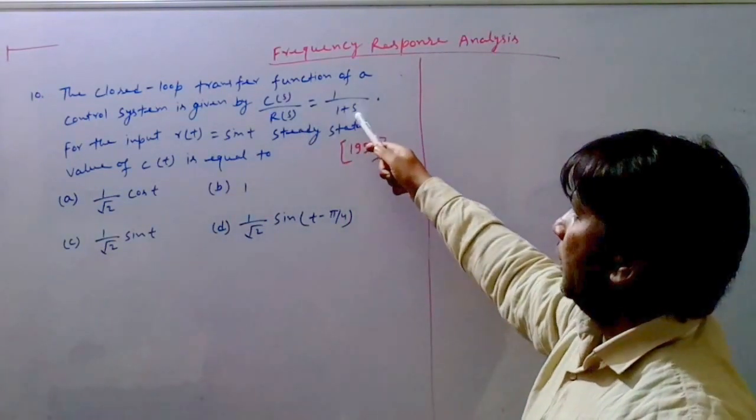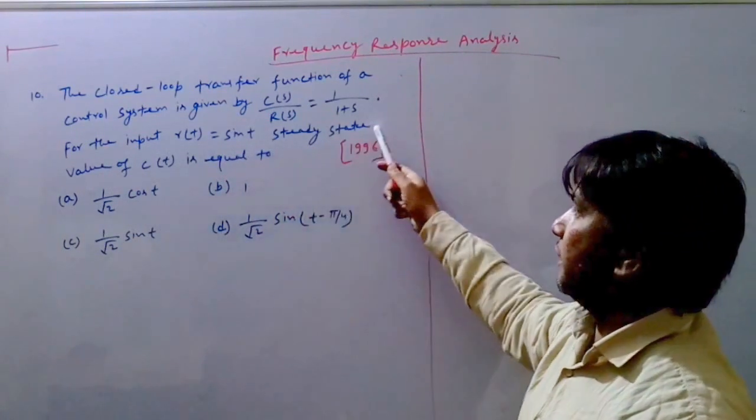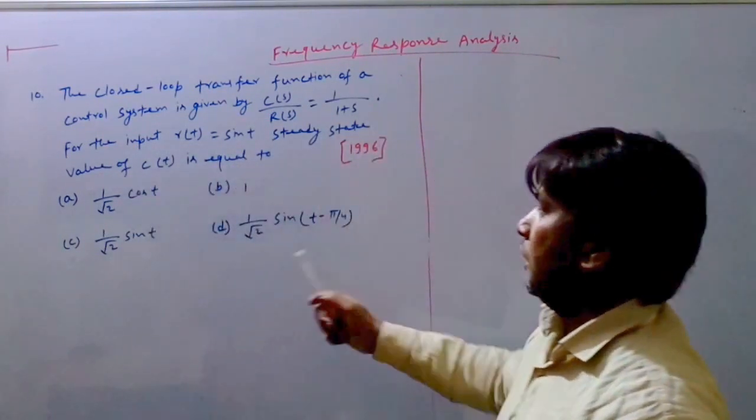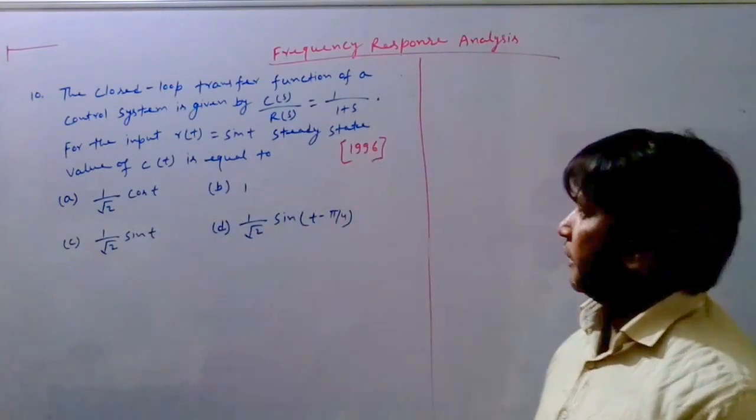Equal to 1 by 1 plus s. For the input r(t) equal to sin t, the steady state value of c(t) is equal to? The four alternatives are given, and this question has been asked in GATE 1996.